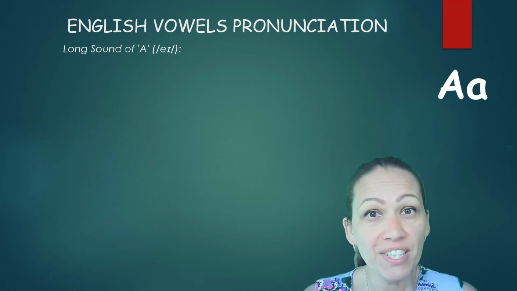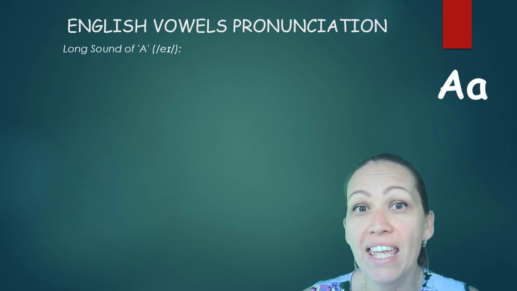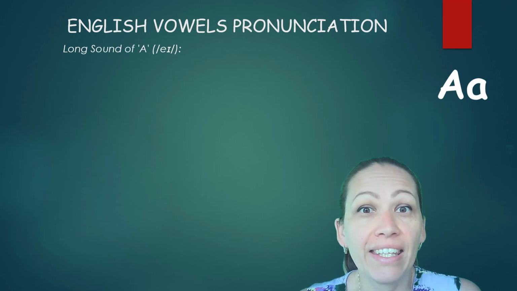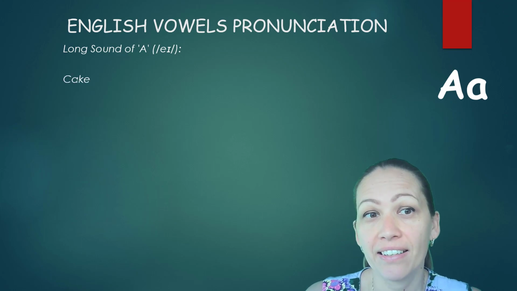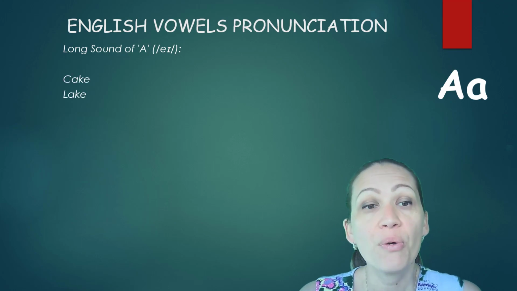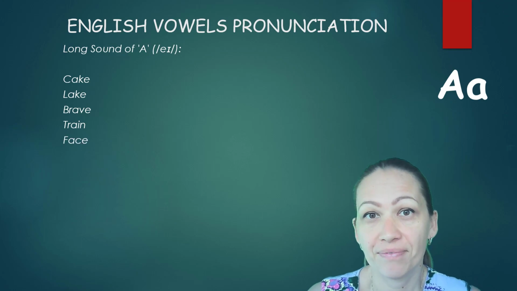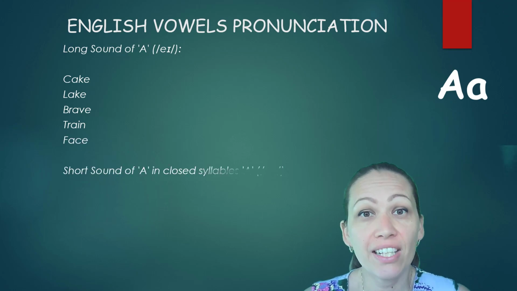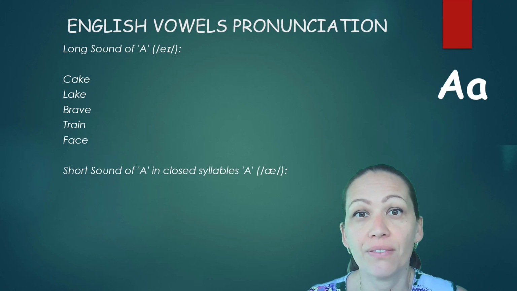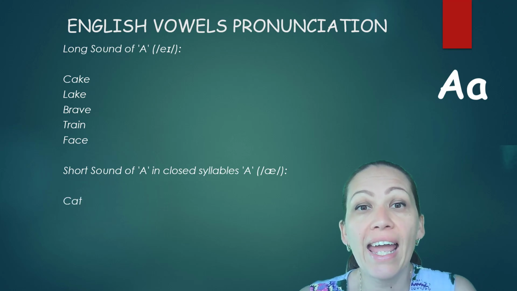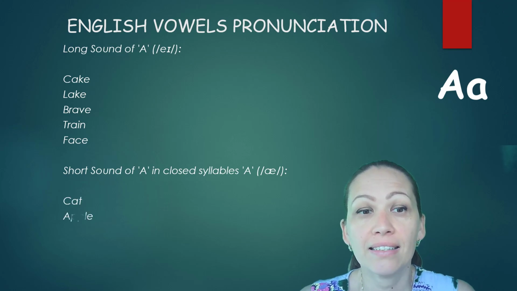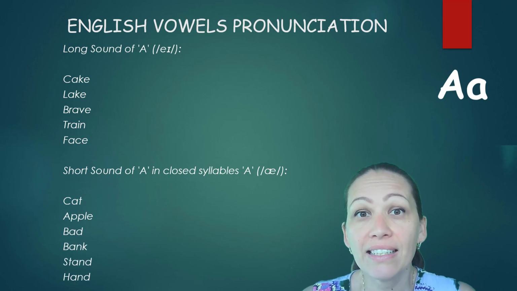The first sound that the vowel A makes is the long A, like in cake, lake, brave, train, or face. If the vowel A is used in closed syllables, it will make the short A sound, like in cat, apple, bat, bank, stand, or hand.